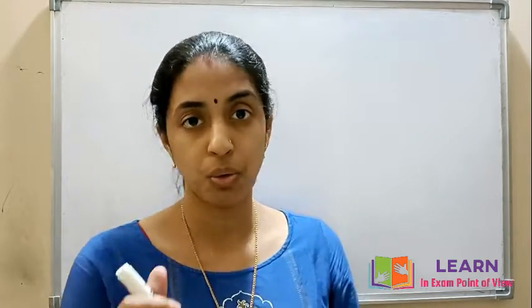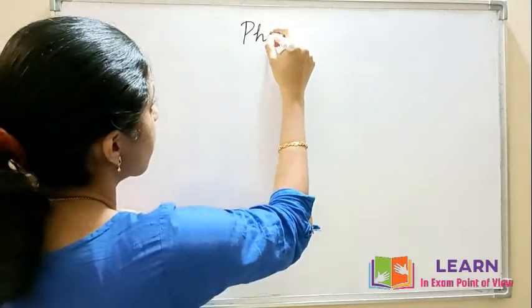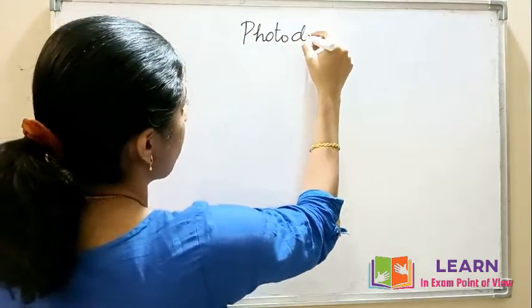So last class we stopped with reverse biasing. We have done PN junction diode, forward biasing, reverse biasing. Now we can discuss the photodiode. Okay, so you can make the heading as photodiode.